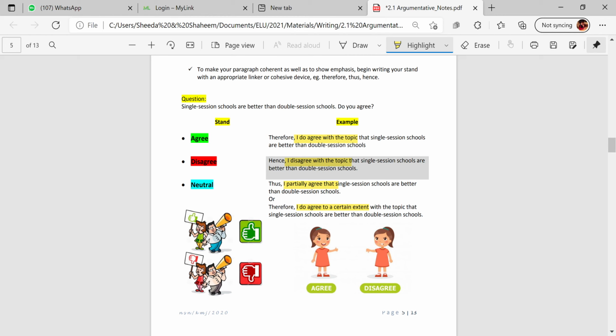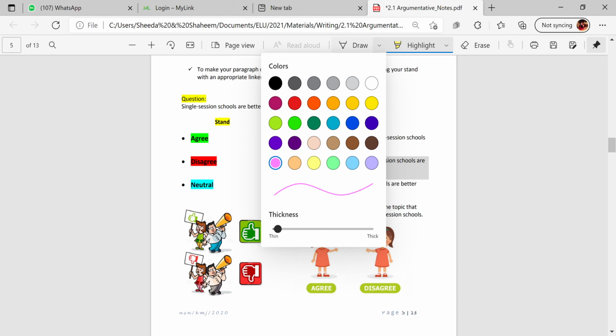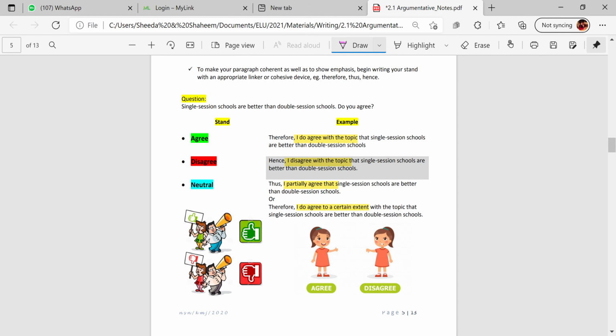Now for agree, if you're able to come up with 3 points to agree with the topic, then you just say, I do agree with the topic. If you totally disagree, with 3 points to disagree, hence I disagree with the topic. And if you're partial or you have mutual agreement, do remember, you must have at least 2 agree points and 1 disagree point, or 2 disagree points and 1 agree point. I repeat, for neutral, just give us 3 points, either 2 agree and 1 disagree, or 2 disagree and 1 agree.